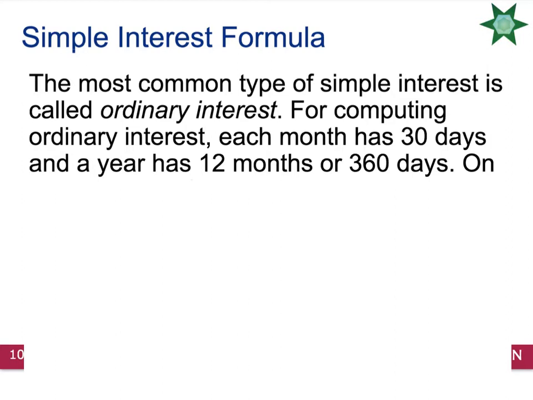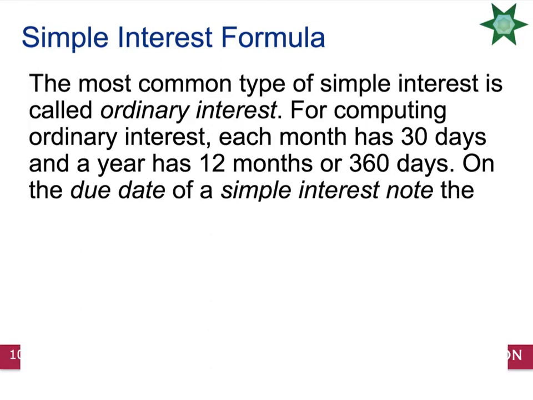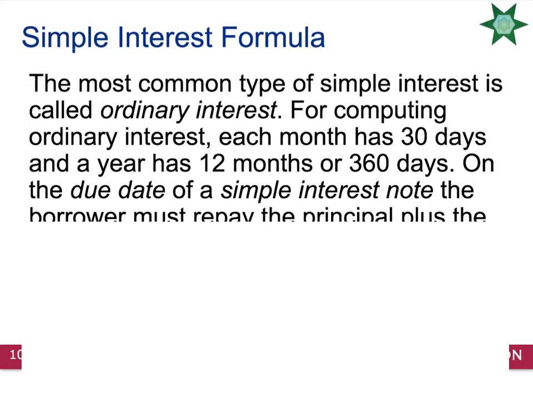So this is a little weird. I know some months have 31 days and some months have 28 days. But for ordinary interest, we're going to calculate it that all months have 30 days and that there's 12 months a year. So that would be 360 days in a year, not 365. So be careful with that.